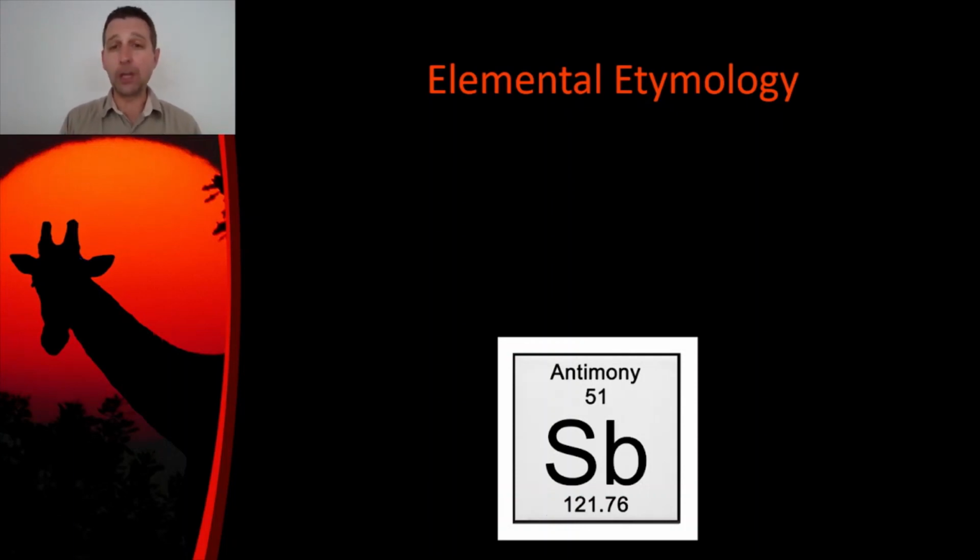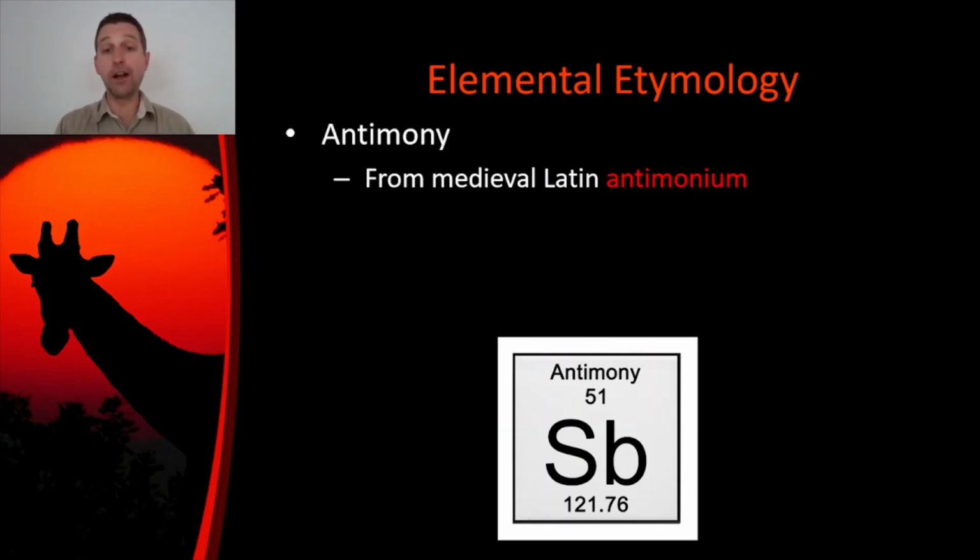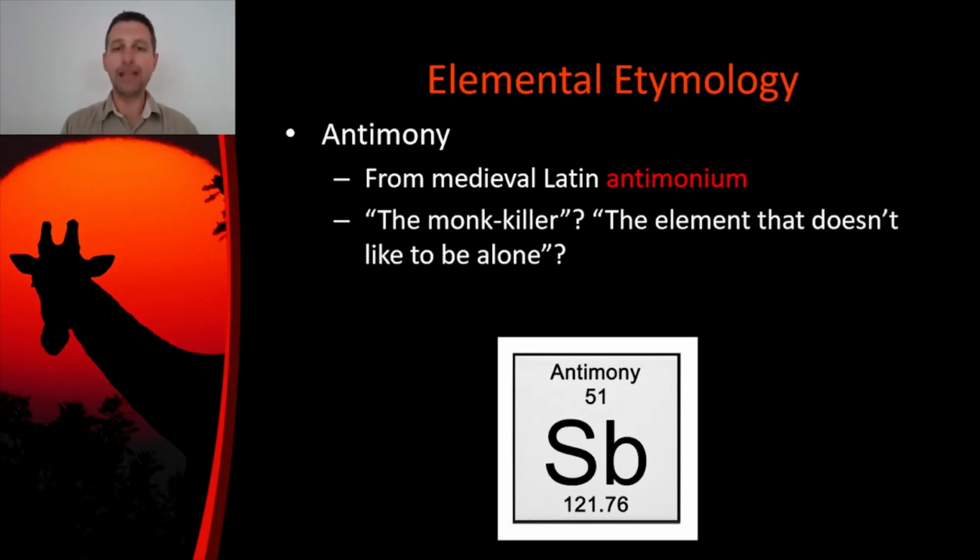Finally, another element whose name is hotly debated and whose etymology is unclear is antimony. Antimony does come from the medieval Latin word antimonium, but it's not clear at all where this word came from. There are different theories floating around. It looks like it could come from two Greek words that mean the monk killer, which sounds super dramatic, so I guess we're all probably rooting for it to be true, but nobody really knows.